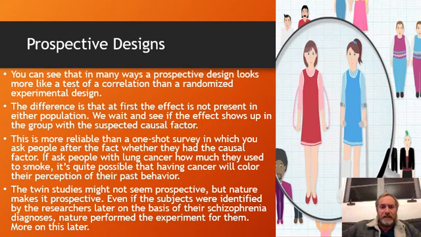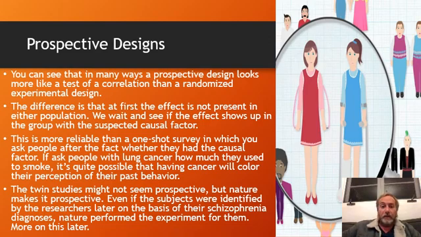you can see, in a way, a prospective design looks a little bit more like a test of a correlation than it does a randomized experimental design, right? But here's the difference. In a prospective design, at the beginning the effect is not present yet, right? You're looking at two groups, one that has a causal factor, one that doesn't, and seeing if the effect pops up.